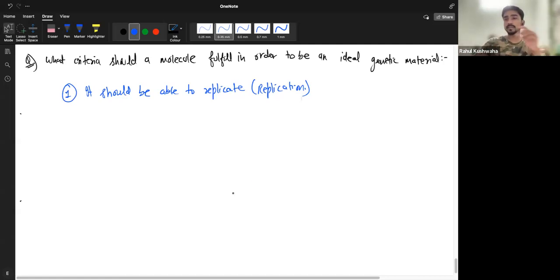Okay. So this first property is not present in protein. Right here on the first step, protein is discarded. It does not fulfill even the first criterion, so it cannot be the genetic material. So it has to be DNA, right? What is the second thing?